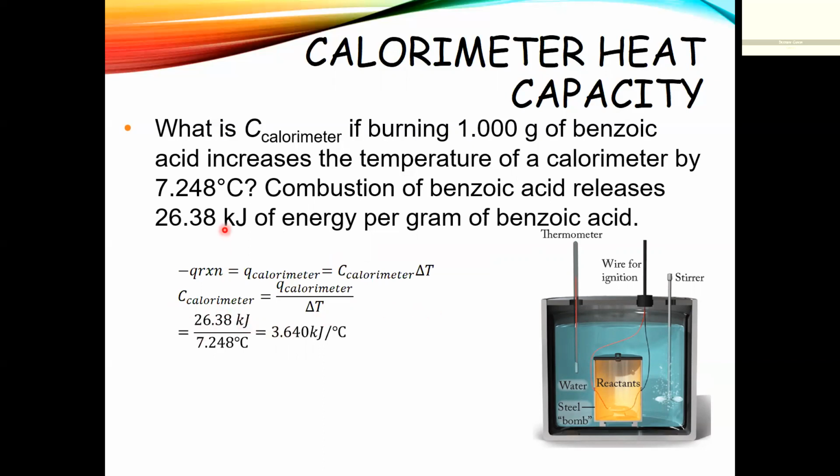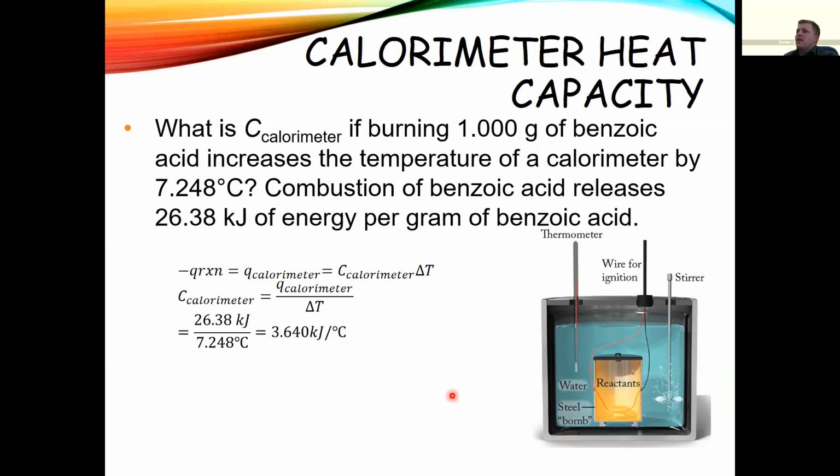We have Q from our problem. It says that we gave off 26.38 kilojoules of energy per gram. We only started with 1 gram. So our heat given off is 26.38. And our change in temperature is also given in the question. This change in temperature is just 7.248 degrees Celsius. So when we divide those out, we find that C in this case is 3.640 kilojoules per degree Celsius.